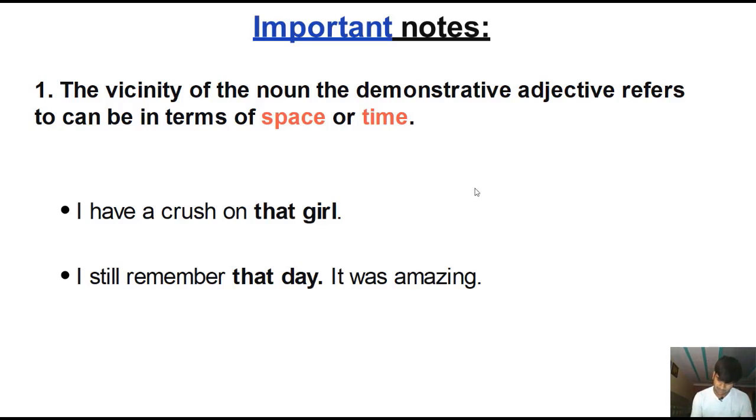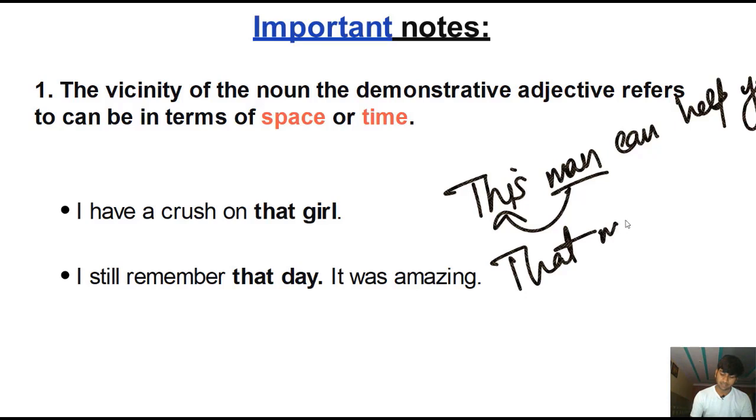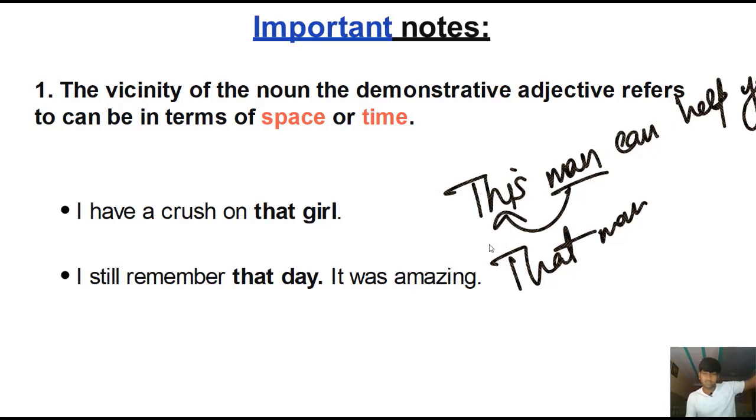This man can help you. I'm talking about just one man who is close to me. Let's suppose there is a guy right here, and I say this man can help you. That man can help you. I'm just pointing out a man, like we are at a college, and I'm referring to one particular man quite far away from me. I say that man can help you.